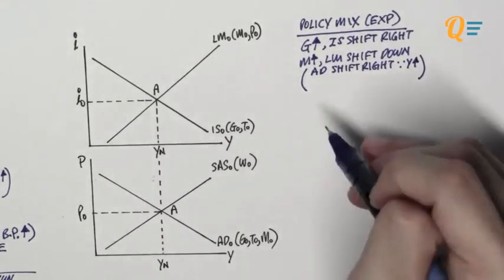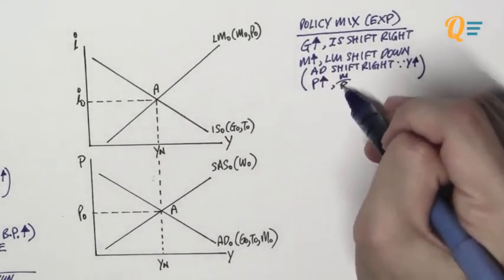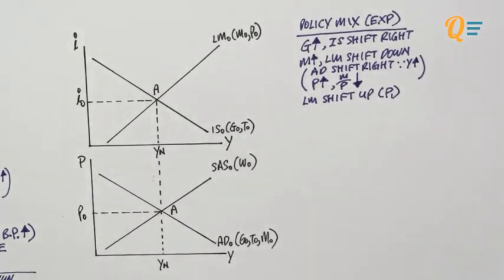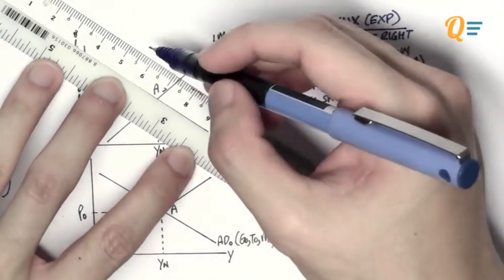You know that the AD curve is going to shift right due to an increase in output level. So this is going to cause the price level to increase and the real money supply to fall. Simultaneously, the LM curve is going to shift up to reflect the new price level of P1.